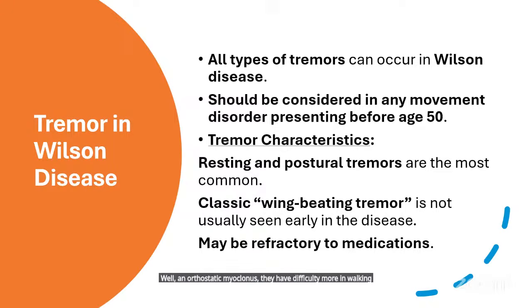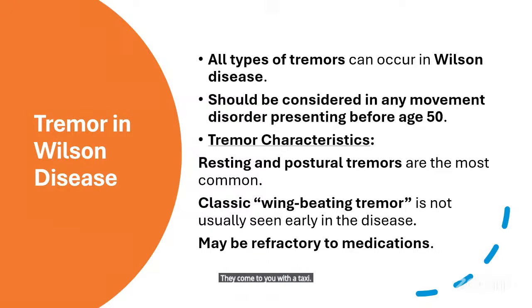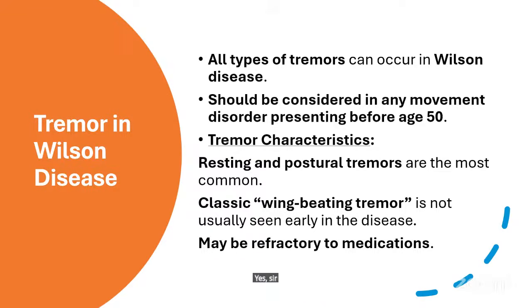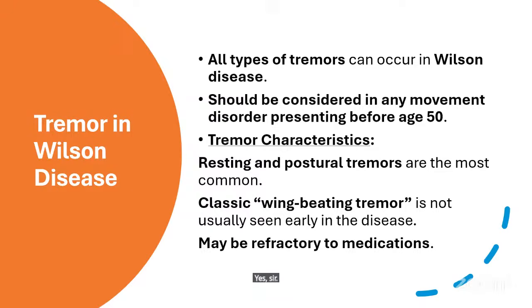If you see those metabolic encephalopathies and CKD, particularly uremic encephalopathies, who are on dialysis, they come to you with ataxia, and they will have myoclonus. They will have orthostatic myoclonus that is causing it. Sometimes it is very visually seen also. On walking, you will see that jerkiness. It's very common, it's not a rare thing. But orthostatic tremor is rare, not common. So orthostatic tremor patients won't come with involuntary movement. They will come to you with imbalance on standing. That will be their symptom. On walking, they improve also.